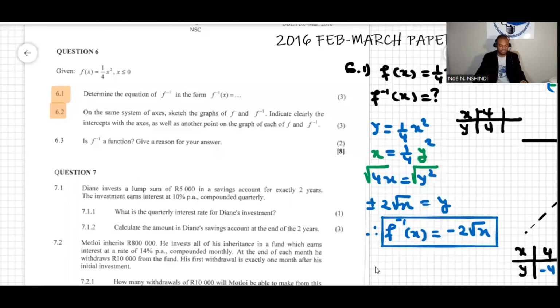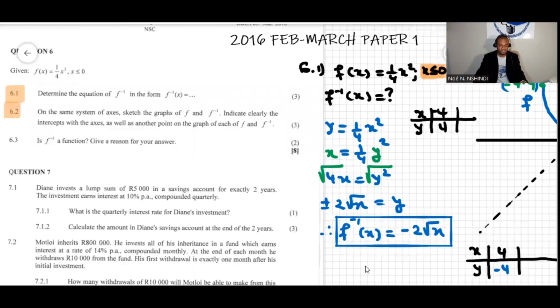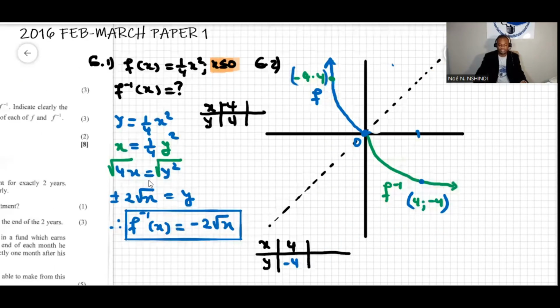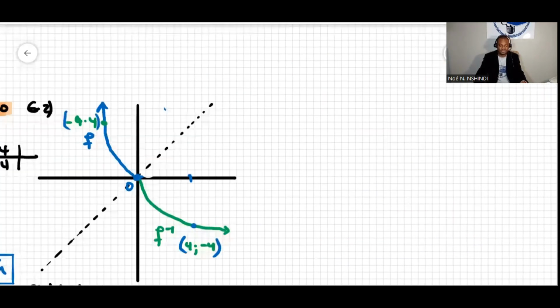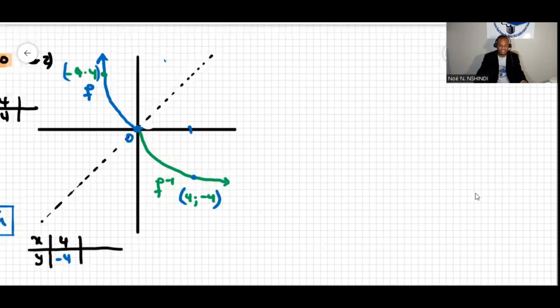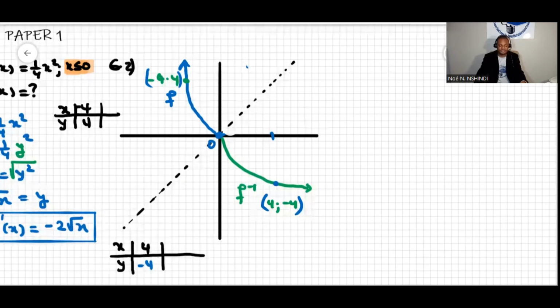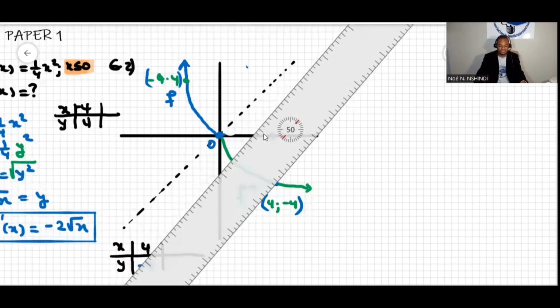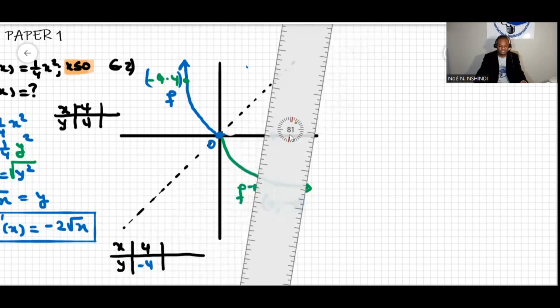Okay, and then the next question, question 6.3. 6.3 says, is f minus 1 a function? Give a reason for your answer. Well, when I look at this graph, yes, I will say f minus 1 is a function because this will pass the vertical line test. Okay, I'm going to draw a vertical line test here.